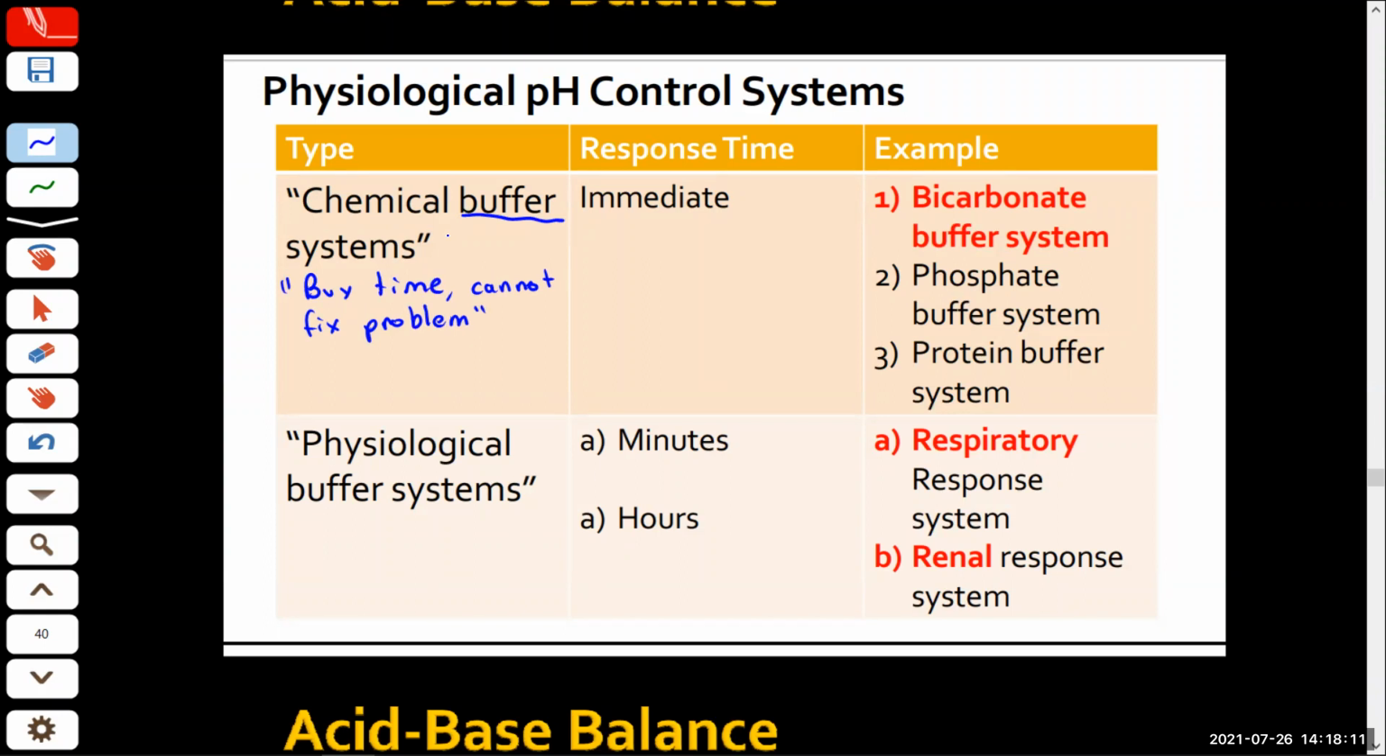Think of buffers like a Band-Aid. Band-Aids are nice, they cover up things, but let's just say I fall and I cut my arm open on the side of a cliff. Is a Band-Aid really gonna help me? Got bigger problems, but hey, at least it allows me to get to the hospital, right? Physiological buffer systems, these are your fixes. These are what's going to fix the problems.